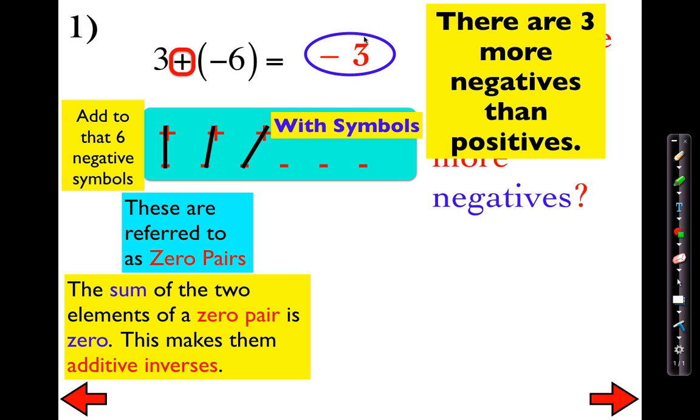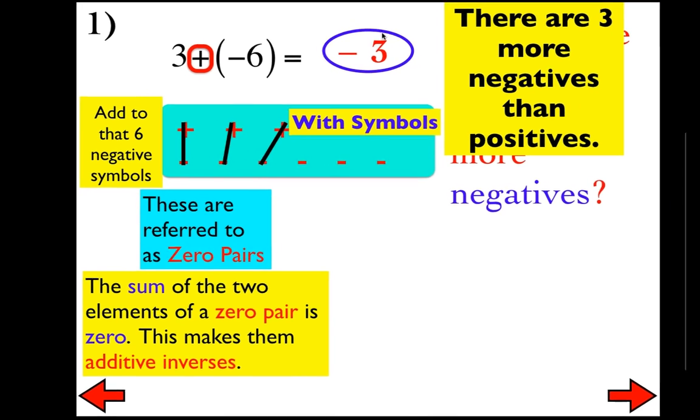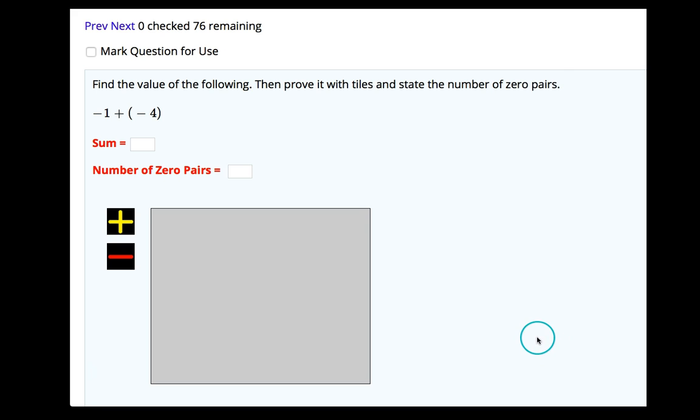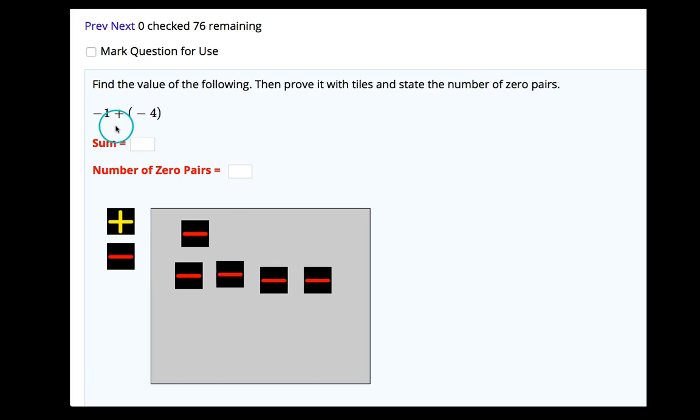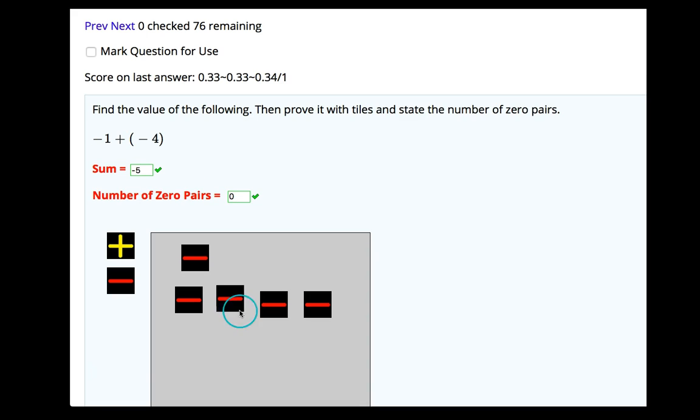So real quick, what I'm going to do is show you what this might look like on your homework. So on your homework, you're going to have something like this. It says negative 1. So I'm going to start with 1 negative. I'm supposed to add 4 negatives. So I'm going to go ahead and add 1, 2, 3, 4. So the question is, what's the sum? I'm going to notice that there are no 0 pairs. So I'm just left with 5 negatives, which I'm going to write as negative 5. Now they're going to ask me, well, how many 0 pairs do we have? I don't see any 0 pairs, so I would say 0. So that would be my answer.